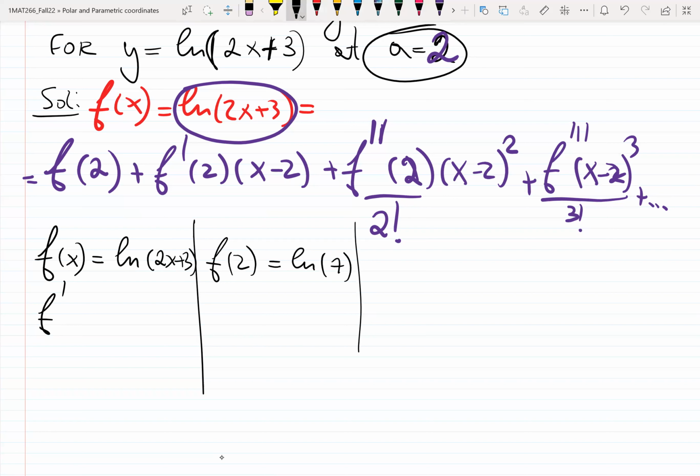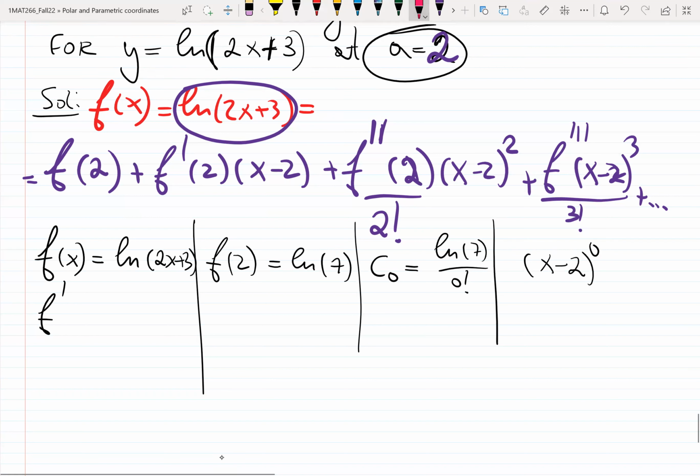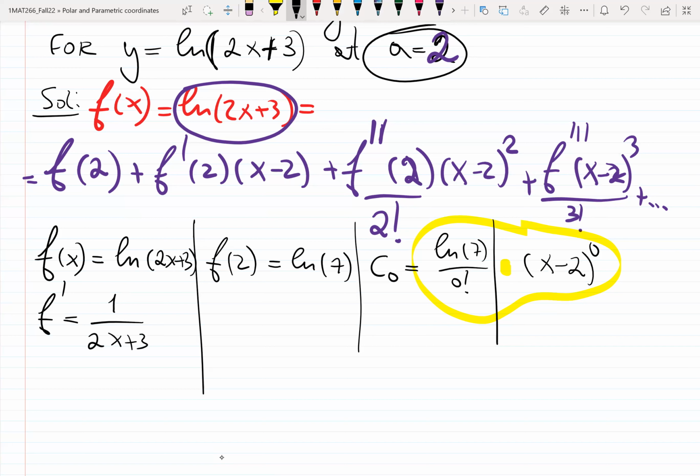Then that will be divided by 0 factorial. So c sub 0 becomes ln 7 divided by 0 factorial, multiplied by x minus 2 to the 0. Together this is the first term. Now you take the first derivative: 1 over 2x plus 3. The derivative of log is 1 over the input.